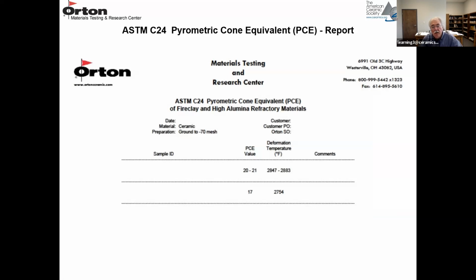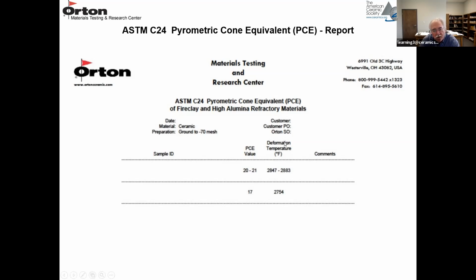The cone plaque is sitting in a furnace and it's rotating to provide a more uniform temperature distribution. Visually, someone is observing the cones and watching them deform. And then you make your estimation of what cone value it was. So a final report would look something like this.